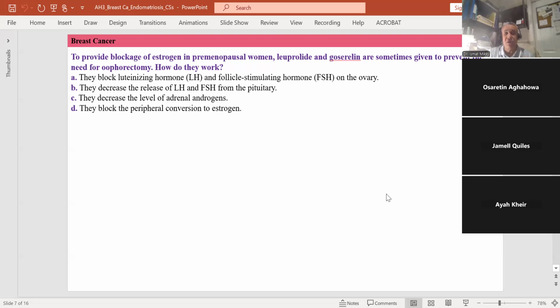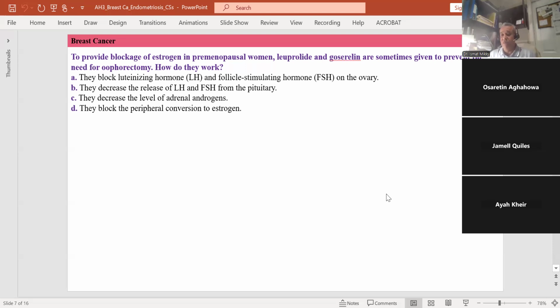Adjuvant chemotherapy can also be listed as one of the treatments that will lower the mortality rate, and the SERMs or aromatase inhibitors. So these are a list of medications, treatments, surgeries, or interventions that may lower the mortality rate in women with breast cancer.